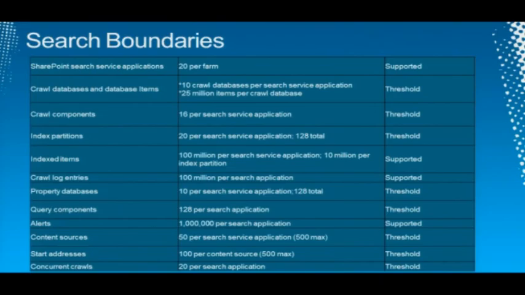Content sources, 50 per search service application. Content source being going to the content and indexing it and getting that crawl component to go and crawl it. And start addresses of each content source, 100 maximum. In other words, we can have a single content source that's going to 100 different file shares. Of course, that's not necessarily a good idea either, isn't it? The same thing that we have to think about in terms of performance optimization for the users at the front end for the query, we also have to think about optimization at the back end tier when we're actually going off and crawling that content.